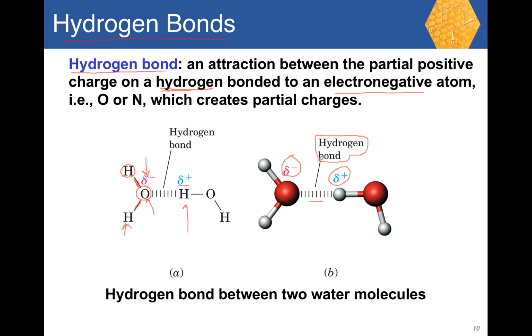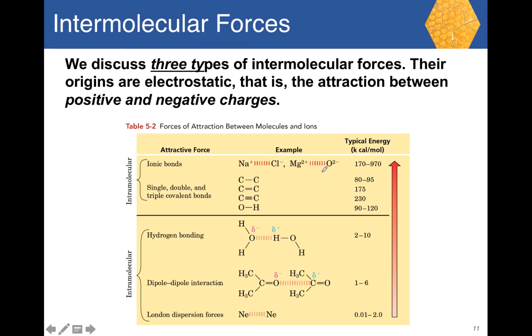Because hydrogen is the most electropositive or least electronegative atom, this is a special type of bond and it's called hydrogen bonding, and it is much stronger than the dipole-dipole or the London dispersion forces. So this will be your strongest intermolecular attraction. So this gives a summary.